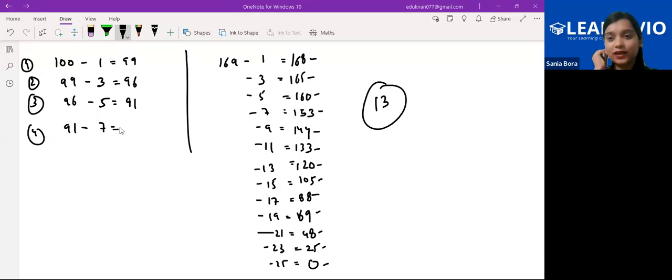Okay. Naisha, I was just telling you, whenever we do subtraction, we just count how many numbers are there. So it's like 1, 2, 3, 4, 5, 6, 7, 8, 9, 10, 11, 12, 13. So there are 13 numbers. So that means 169 is a perfect square of 13. Clear?